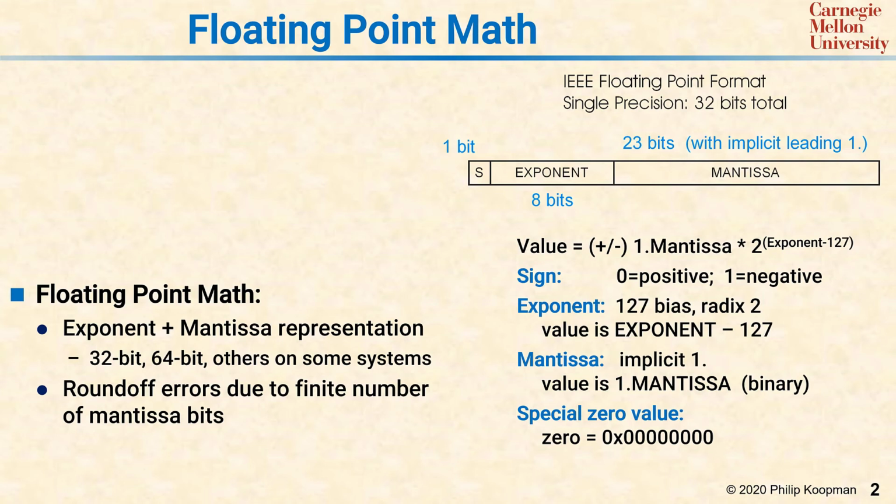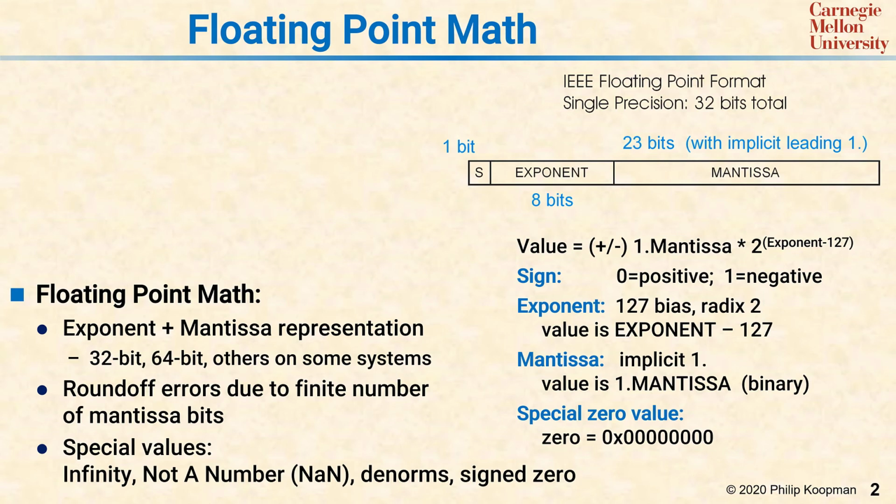Beyond 0, there are other special values. There's infinity, not a number, also called a NaN, denormalized numbers that do not have the implicit 1 dot in front of the mantissa, and there's even a signed 0. We'll get to all those things.